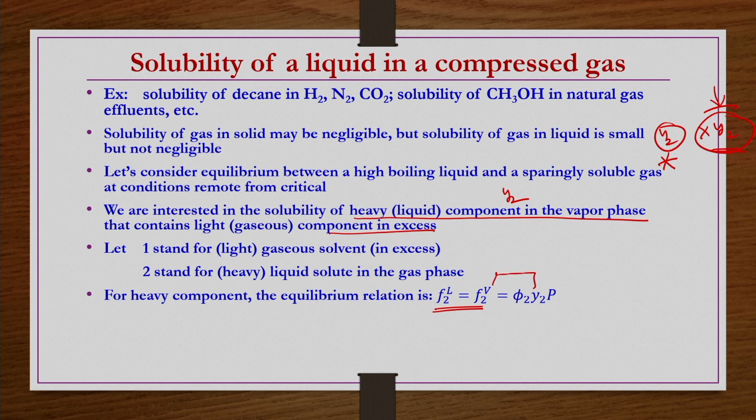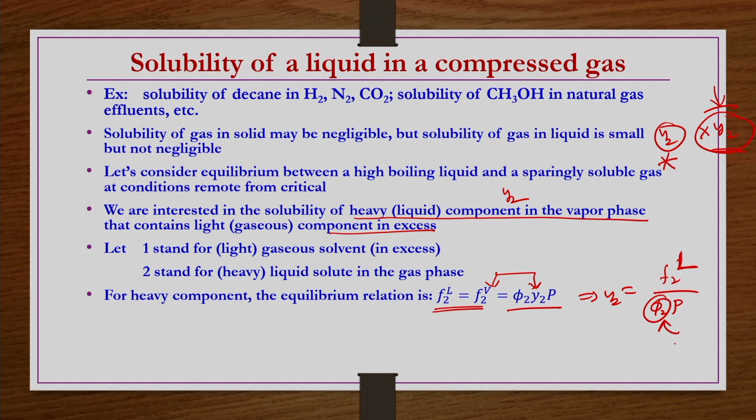Then for the heavy component, the equilibrium relation is F2L equals F2V, and F2V is simply phi2 y2 P. If you know phi2 and F2L, then you can calculate y2 equals F2L divided by phi2 P. How do you calculate phi2? You calculate it based on the equation of state.